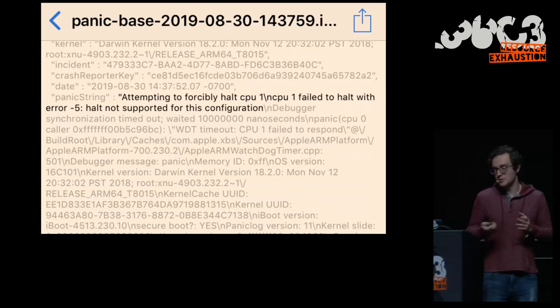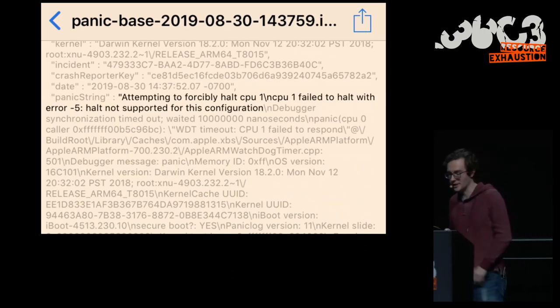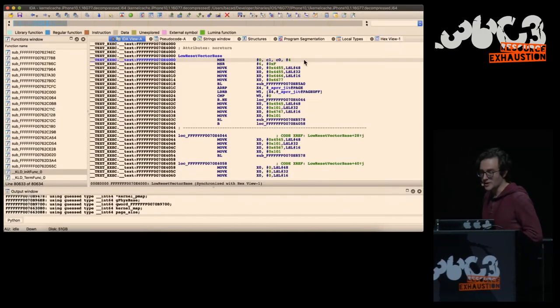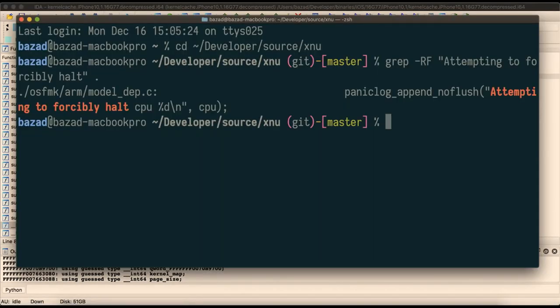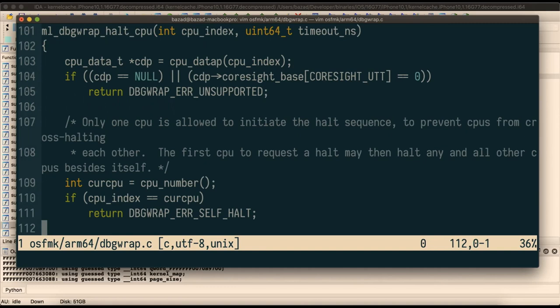So this seemed pretty interesting. I'd never seen something like this before. So I decided to pull up the security engineering tools needed to figure out what was going on here. I grepped through the XNU source code to try to find the string "attempting to forcibly halt CPU". I pretty quickly came to the function ml_debugwrap_halt_cpu, which seemed to implement this functionality.